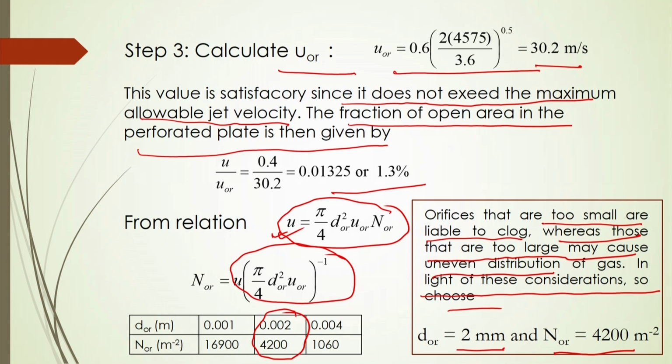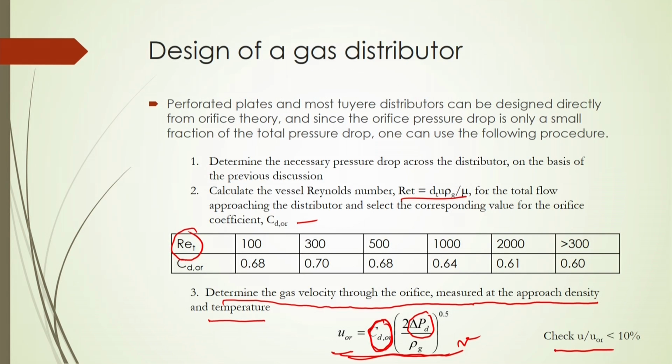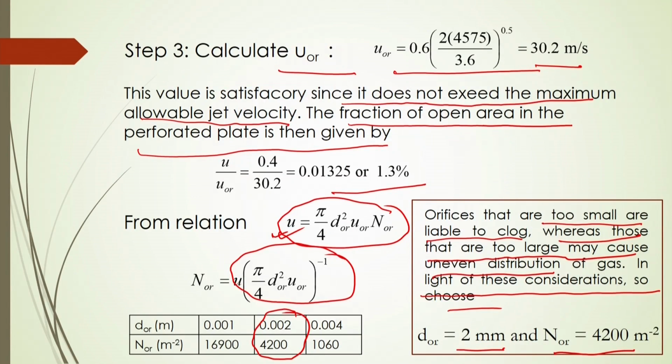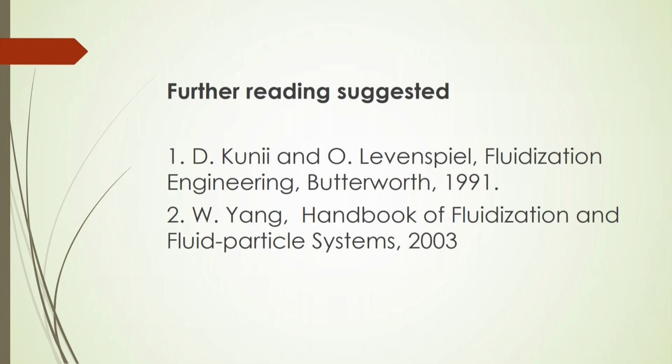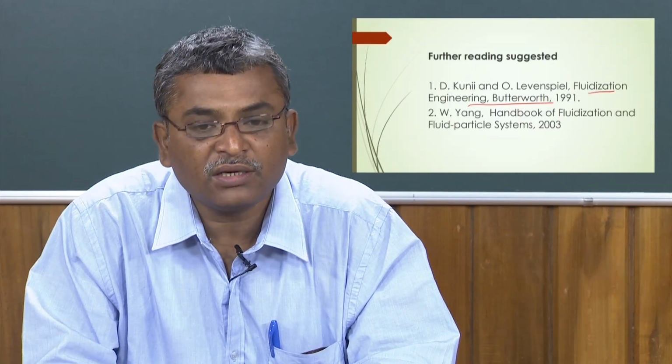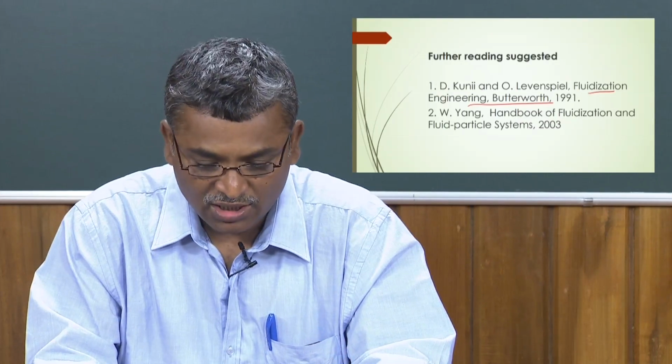As per this condition, check that UOR should be less than or equal to, what is that? There is an option that it should be less than 10% of UOR. So, this will be the criterion from which you have to calculate the number of orifice holes. For further reading, you can go through the textbook of Kunii and Levenspiel, Fluidization Engineering, and also consult the book written by Yang, Handbook of Fluidization and Fluid-Particle Systems. You can use these books for further reading, and you get more details of the design aspect.